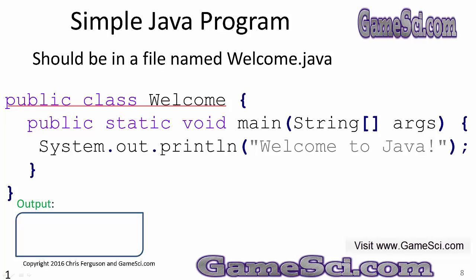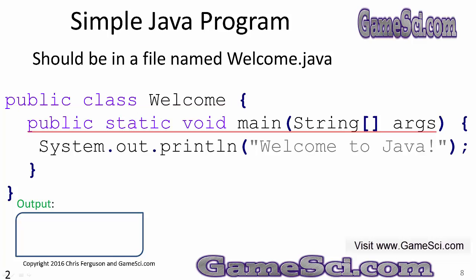Java is an object-oriented programming language. Objects are built out of classes, so it's a requirement that we build a class. The one thing that will change on this line from program to program is the name of the program. You don't always have to call your program Welcome. You could give it another name. But the public, the class, and this open curly brace will be consistent from program to program.